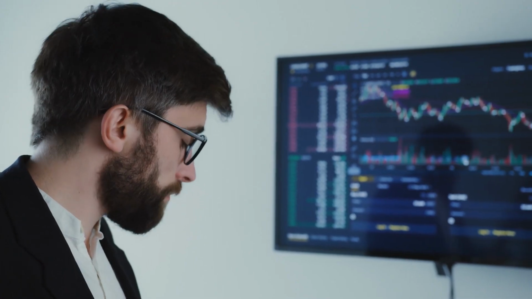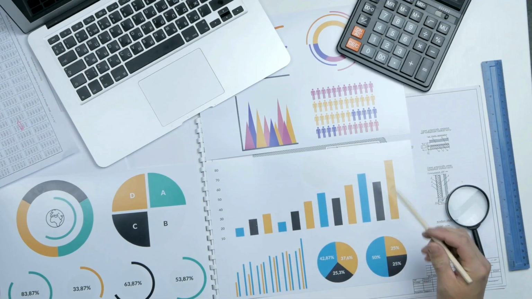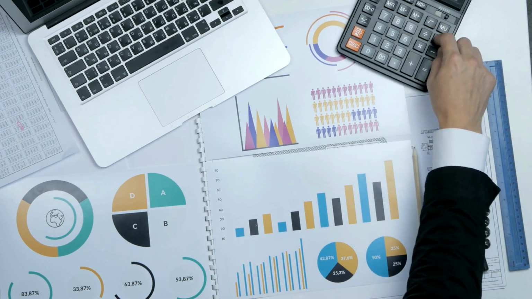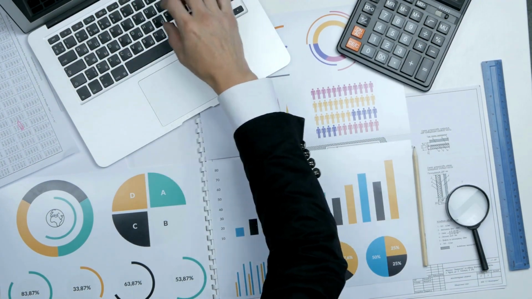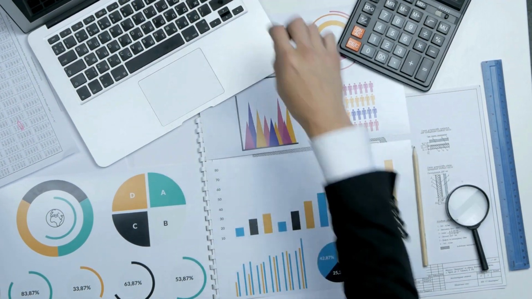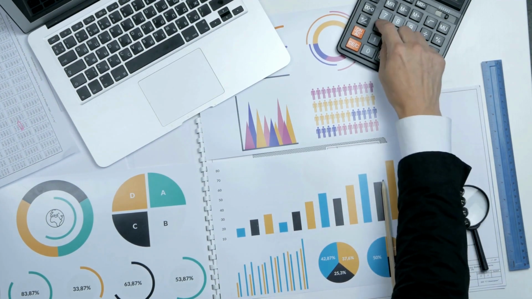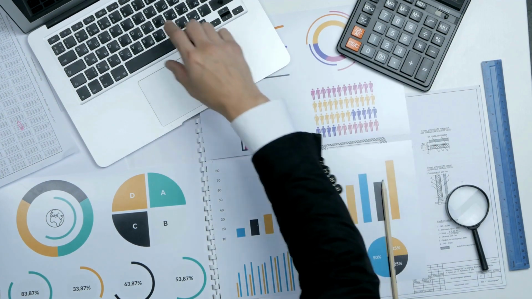CAC is the cost to acquire a new customer, including marketing and sales expenses. CLTV is the amount of revenue that a customer generates over their lifetime with your product. Churn rate is the percentage of customers who stop using your product over a given period. Revenue growth is the rate at which your revenue is growing over a given period. By monitoring and analyzing these metrics, you can identify opportunities for improvement and make data-driven decisions to grow your SaaS business.